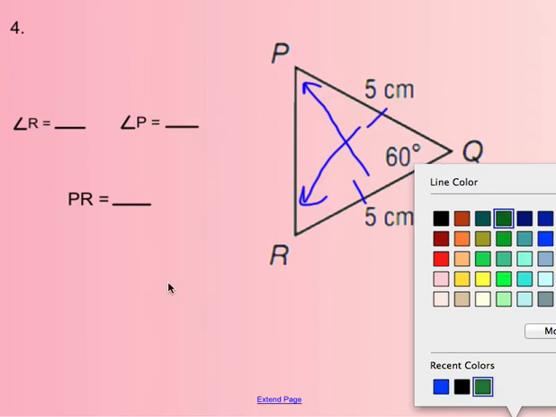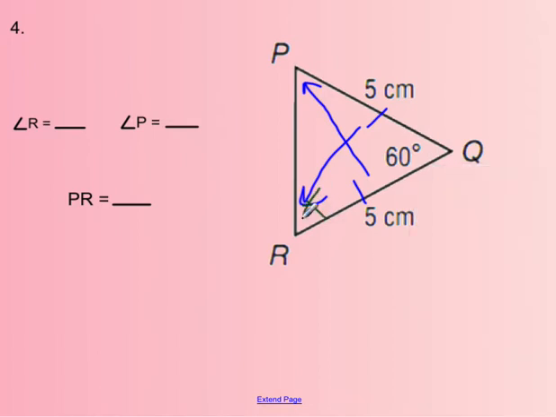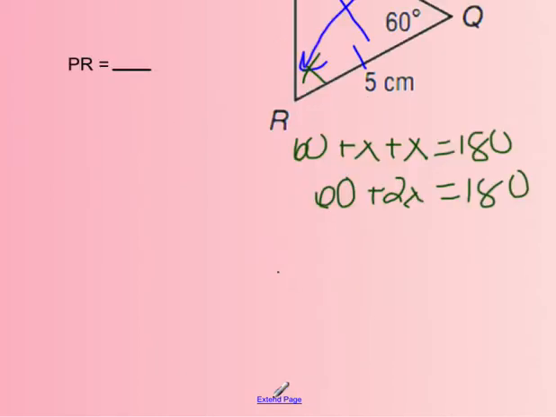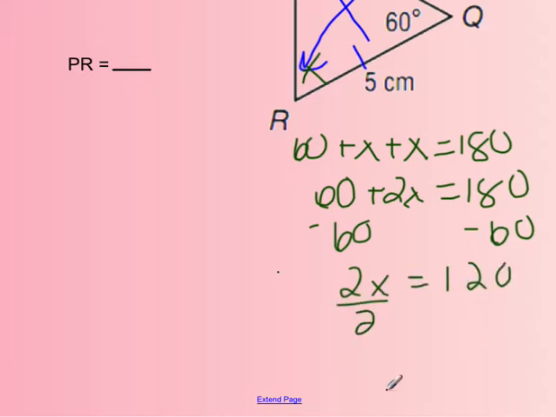So what I'm going to do is I know both of these angles are equal, so I'm going to call them both x. So then I know that 60 plus x needs to add up to 180. So then that's 60 plus 2x is equal to 180. So now we need to solve that. I'm going to subtract 60 from both sides. So then I get 2x is equal to 120. Then I'm going to divide both sides by 2. And I get that x is equal to 60.